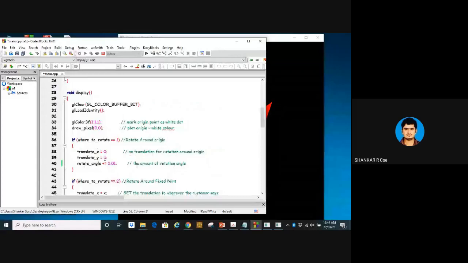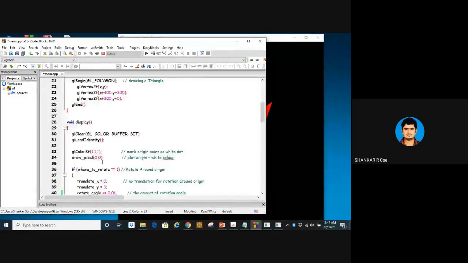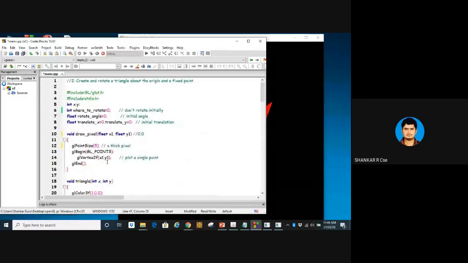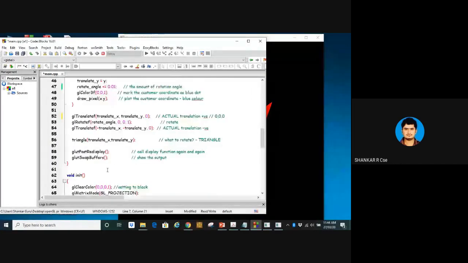Rotation angle is what by default? 0. Mind you, whenever you go inside, you are changing the rotation angle. Since I have not gone inside, my rotation angle remains 0. So the rotate function takes 4 parameters. F is the floating point. First is what angle I need to rotate. Second is x axis, y axis, and z axis. Since the rotate angle is 0, I will not rotate at all.